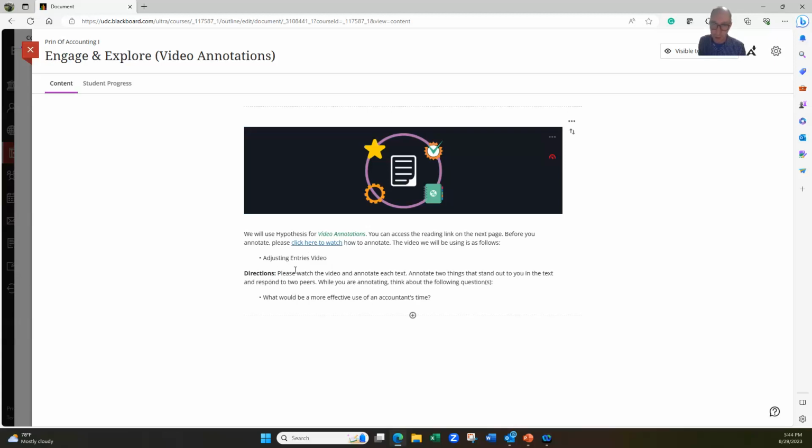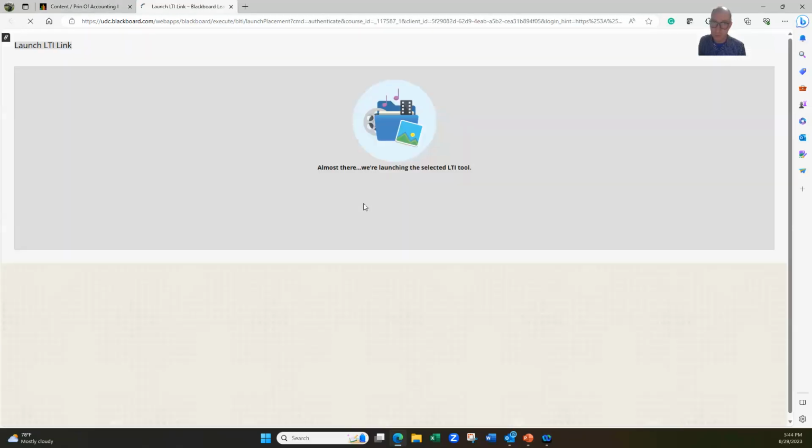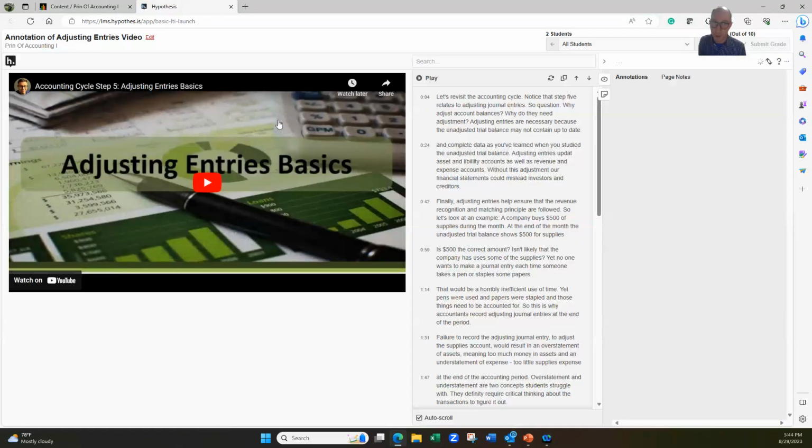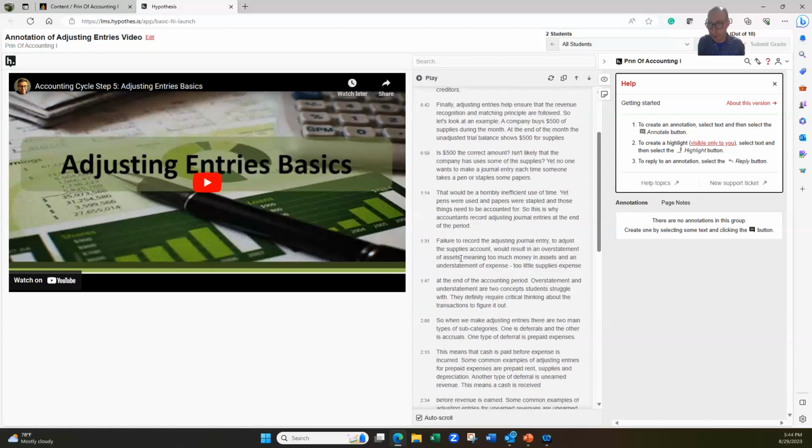The way it works is you will jump into this adjusting entries video. You'll watch this short video and you'll make annotations. The annotations are based off of this script. Okay, so here's an example of this.